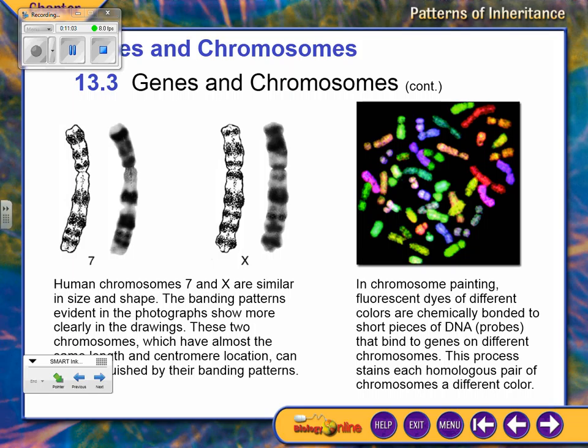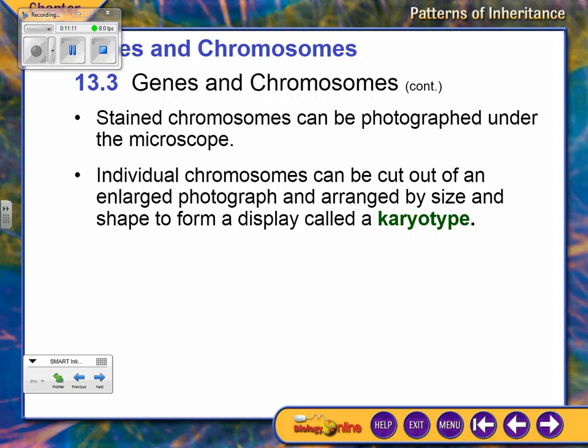On parts of it, it collects more of the stain, so you get these bands. And that's how we can find the homologs. Now, why do we care? Well, we want to look at the person's karyotype. If we think that there could be a chromosomal disorder, we will be able to see it.